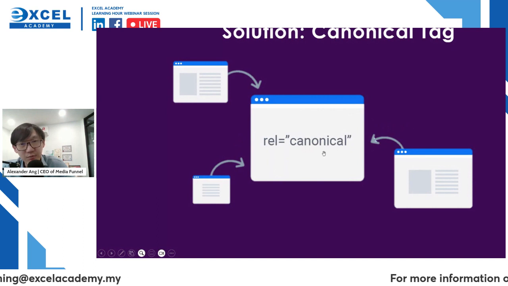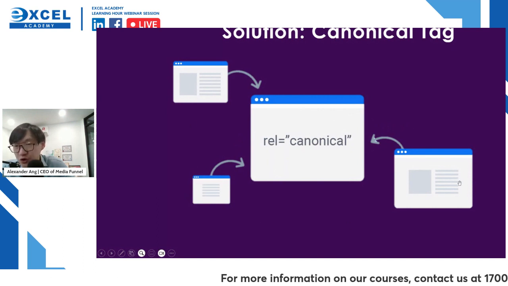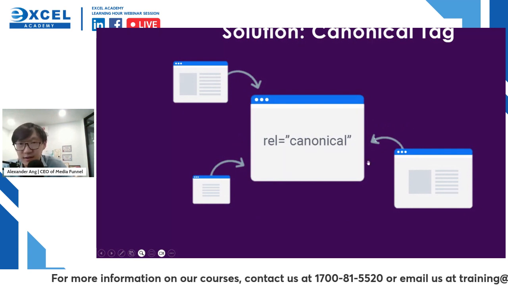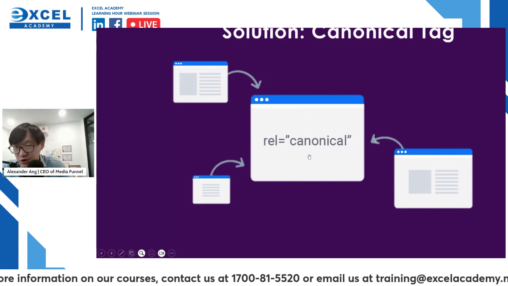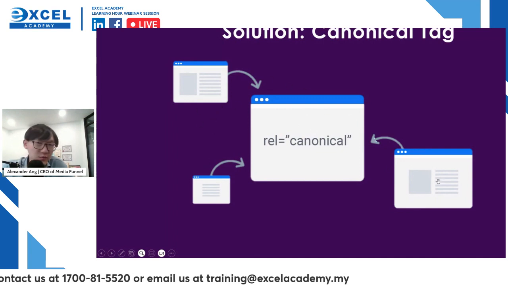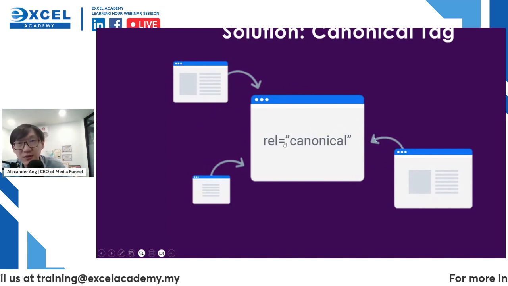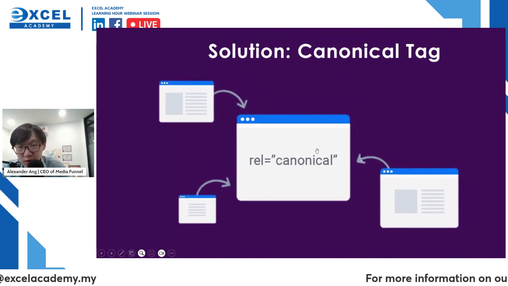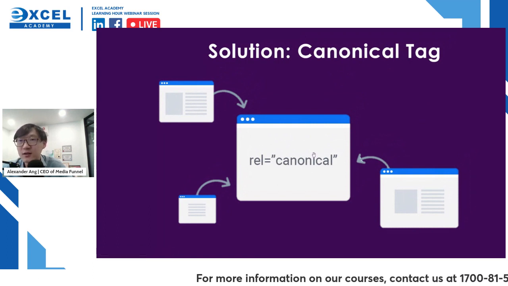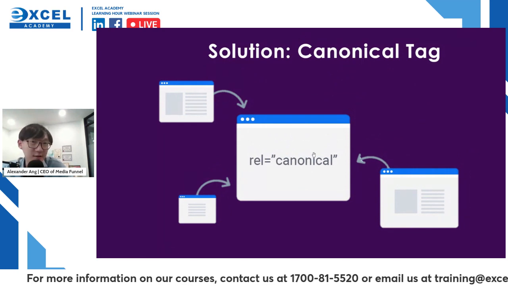Let me give you an example. Shoes: red shoes, pink shoes, blue shoes. When people type shoes, which one should appear? The answer is this one, isn't it? Because it's the shoe. But sometimes Google is just not sure. Should I show this one, or this one, or this one? You set a canonical tag to tell Google, hey Google, this is the representative of the main content. The rest is just supplemental or supporting.